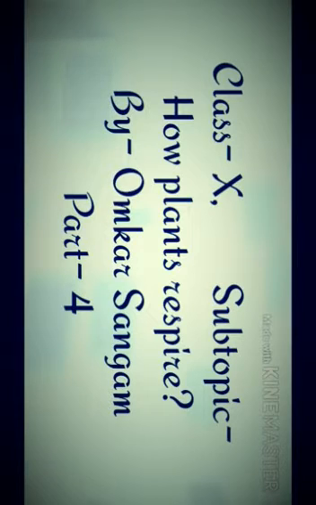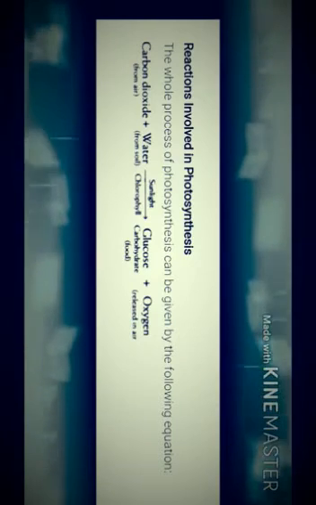Now, in the previous video, we had discussed the types of nutrition, the modes of nutrition, such as the heterotrophic mode and the autotrophic mode, and their examples. So now, just mark some important points in your notebook. The process of photosynthesis takes place in the green plants, or in the green leaves of a plant.